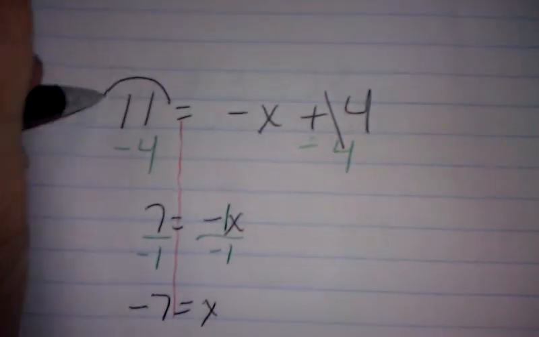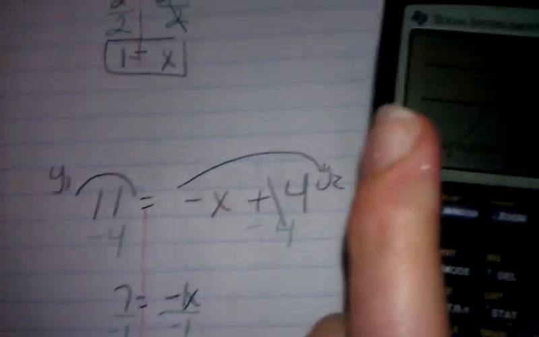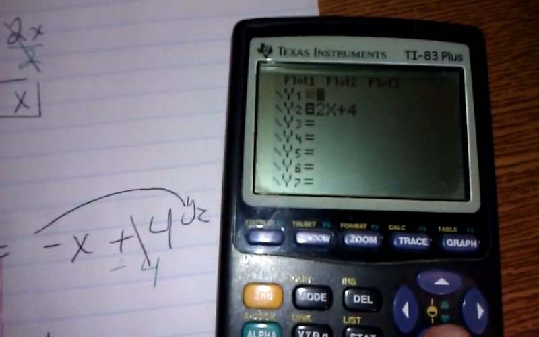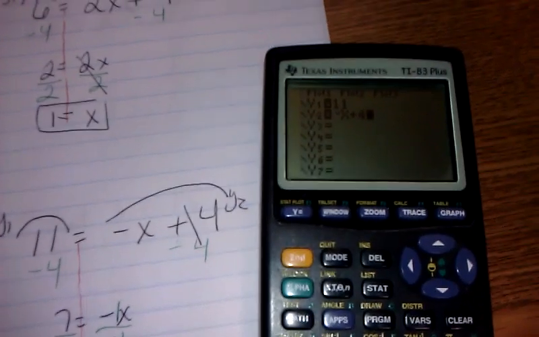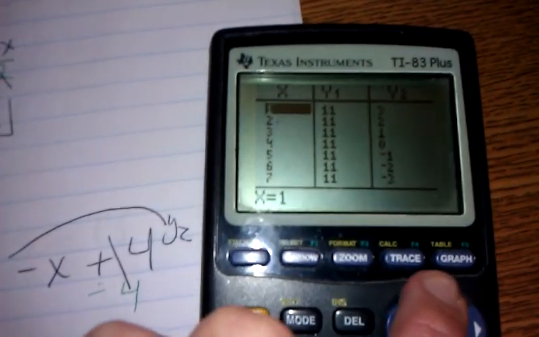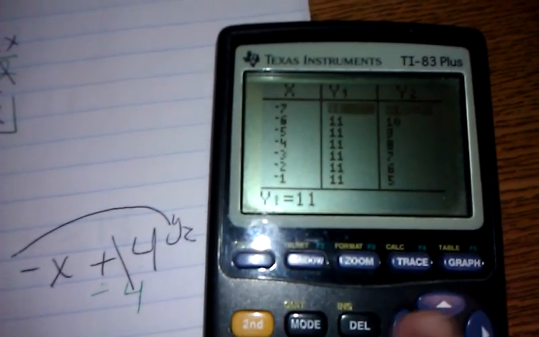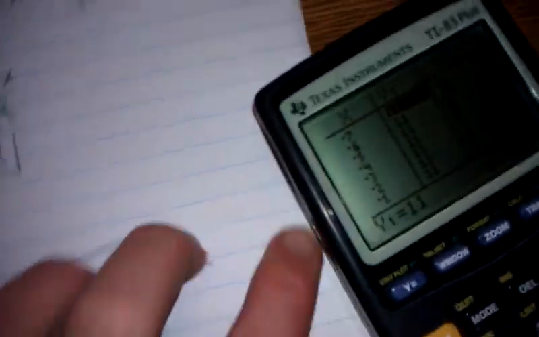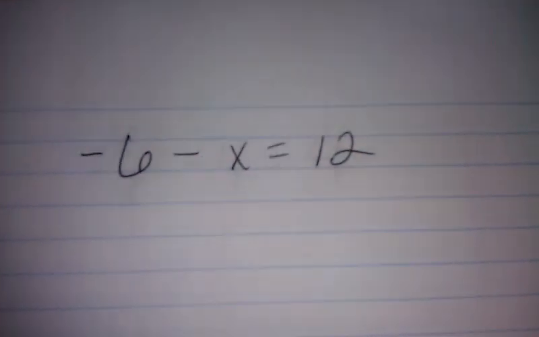Now to check, left-hand side into y1, right-hand side into y2. Going into the calculator, I'm going to put 11 in y1 and -x plus 4 into y2. Second graph, I'm going to go up to find -7. y1 and y2 are the same. There's the next one. Pause the video and see how you did.